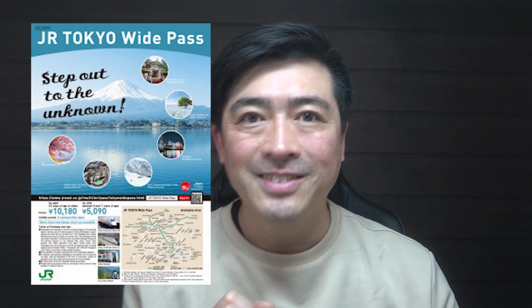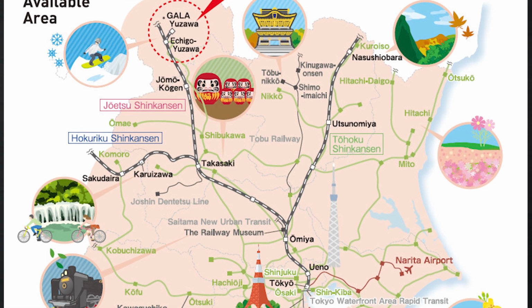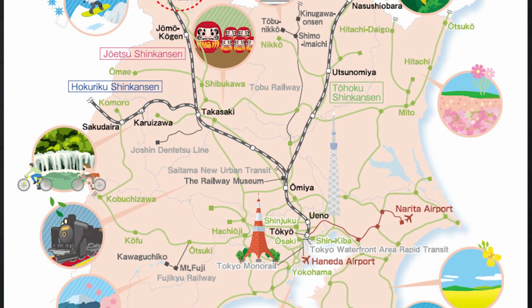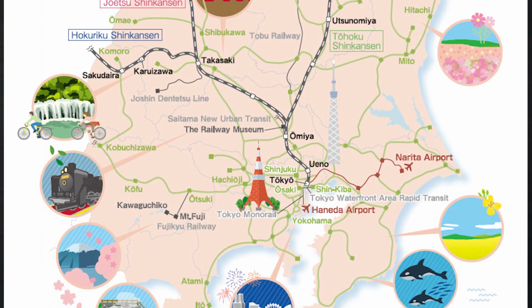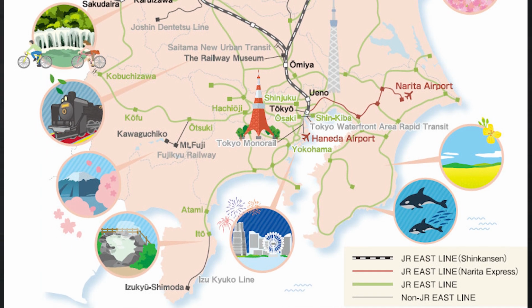Let me talk a little more about the JR Pass. If you have a JR Pass, you can use it in all of Japan. But if your plan is only near Tokyo, you also have the option of the JR Tokyo Wide Pass. It can be used in Tokyo and the surrounding area. For example, Kawaguchiko, which is near Mount Fuji, Nikko, Kusatsu, Karuizawa, and Izu.